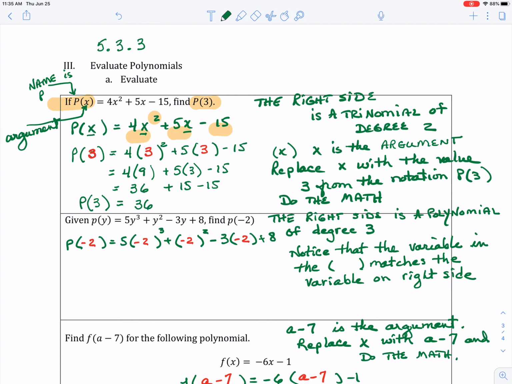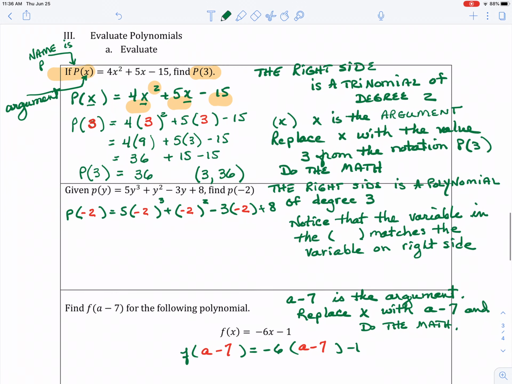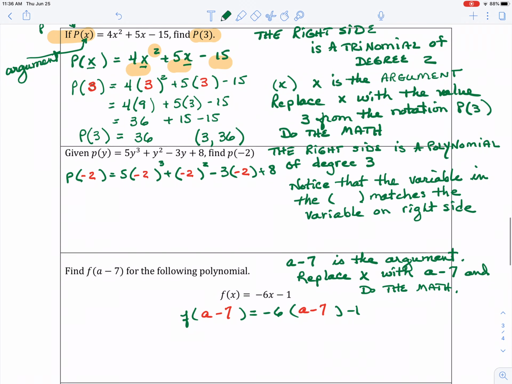What does that mean? That means that if we graphed this p of x, we would have an x-coordinate of 3 and a y-coordinate of 36. So again, it's just understanding the notation and then doing the work. Let me scroll down just a little bit.